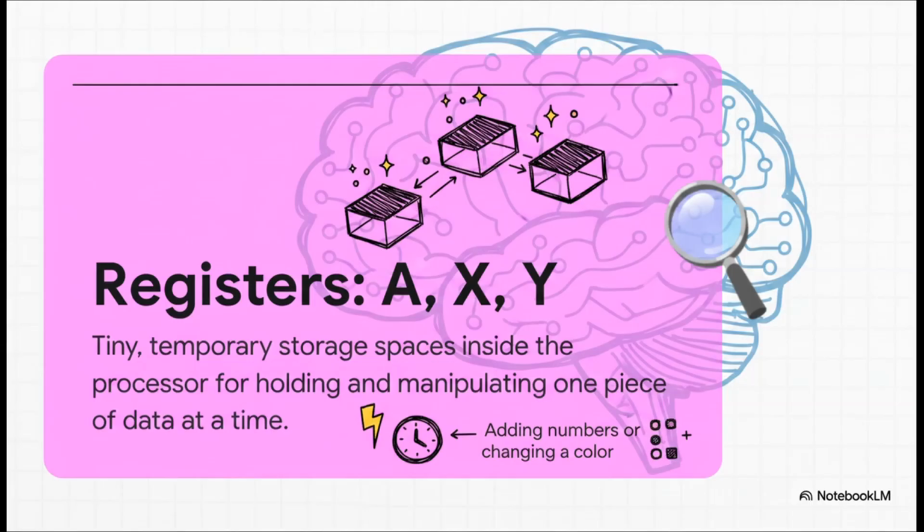So this is the really crucial point to get. These registers, A, X, and Y, are your entire workspace inside the processor. They are tiny, super fast, temporary storage spots. Before you can do anything with a piece of data, I don't care if it's adding numbers, comparing values, or changing a color, you must first pick it up and put it into one of these registers. They are at the heart of every single thing that happens.